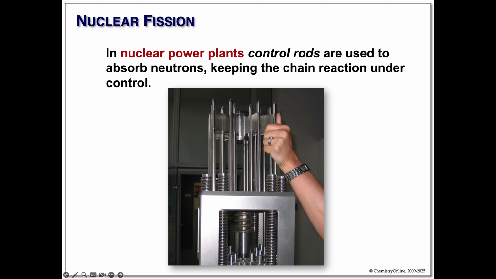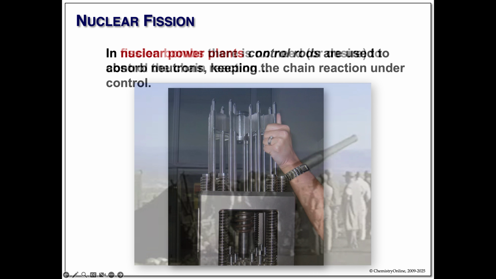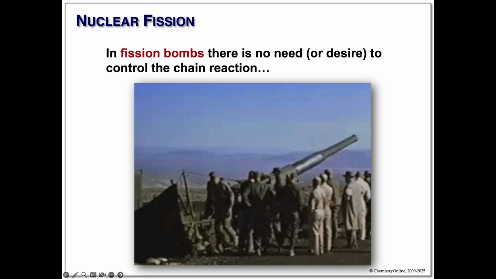If you're building a bomb, however, you don't want to control the chain reaction at all. You want it to go as fast and furiously as it can. This is a little film clip from the 50s. This is a power system. We're going to shoot an atomic bomb out of the end of this little gun. And then watch what happens.